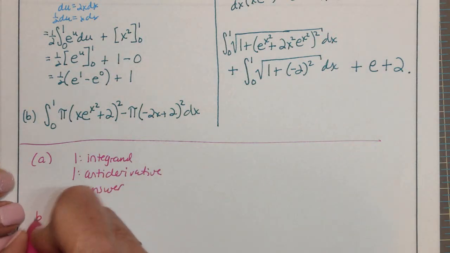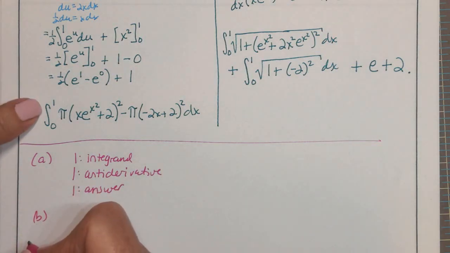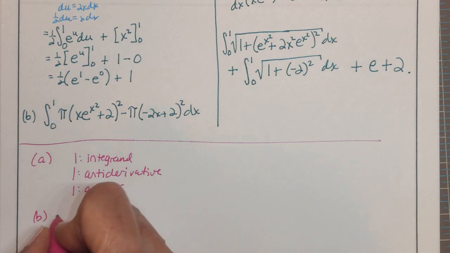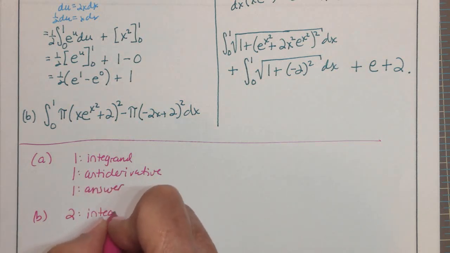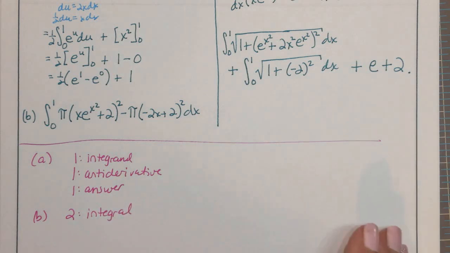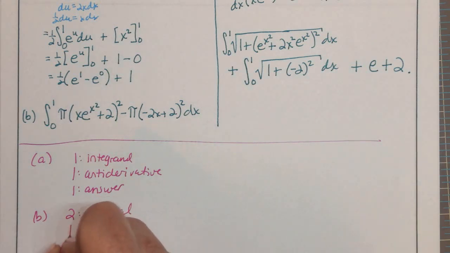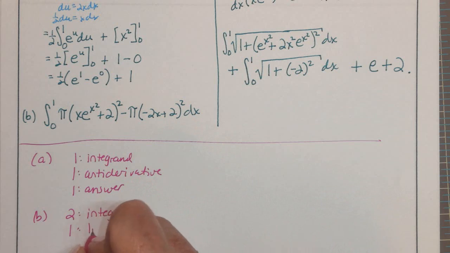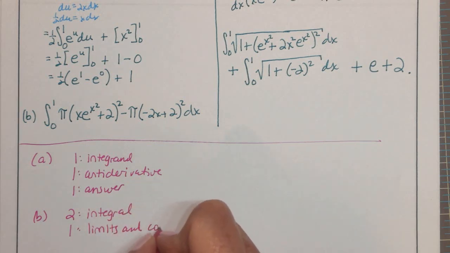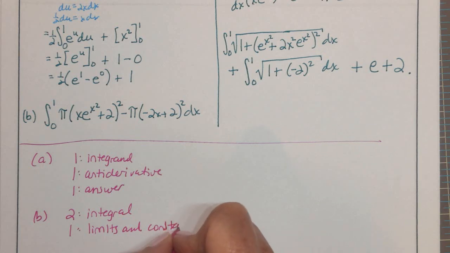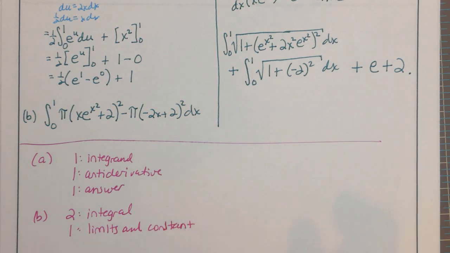For part B, that was right but don't evaluate. 2 points were awarded for the integral. They split that up, I'm sure, somehow, but we don't know how. 1 point was awarded for what they say, the limits and the constant. The constant is the pi, and the limits are the boundaries.